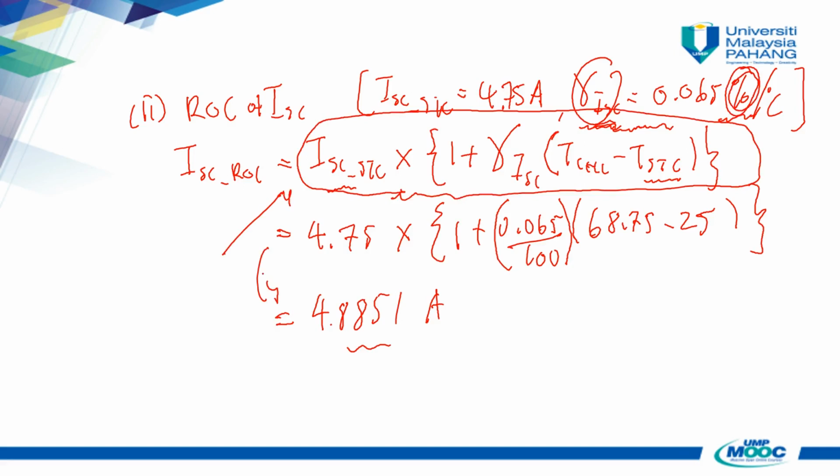So 4.8851. In other words, logically, this value must be higher than the ISC-STC. If your value is lower than 4.75, your calculation is totally wrong. Why? Because the current will marginally increase with the increase of the temperature. So the value must be slightly higher than the original ISC-STC.